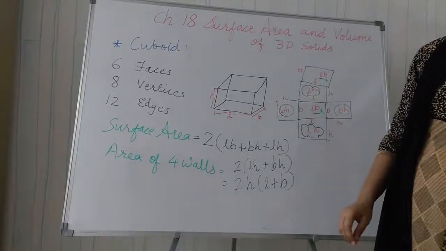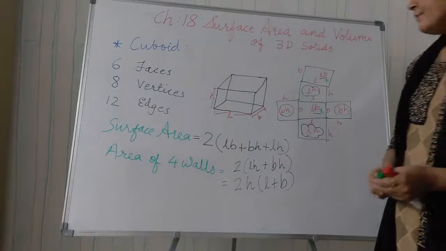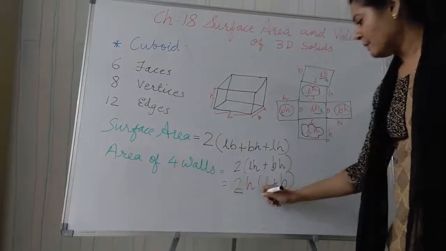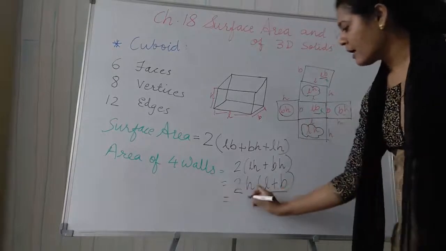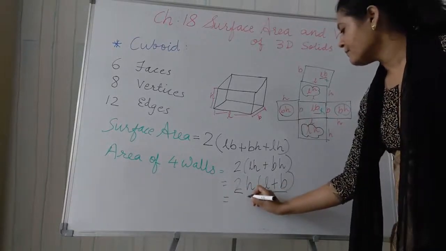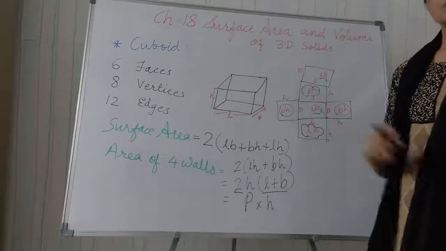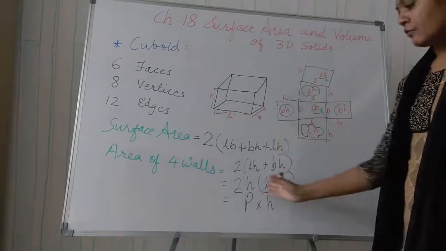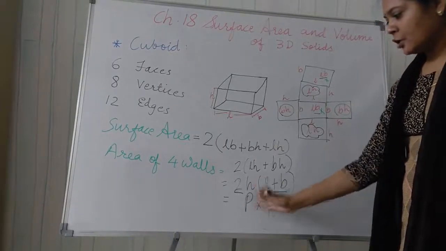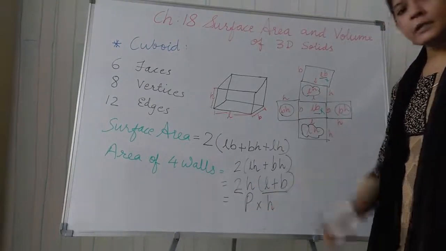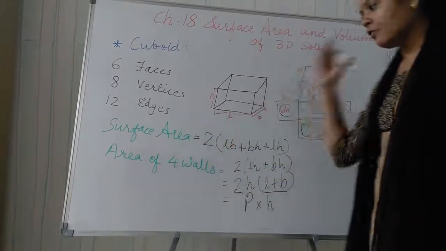Now some of the students can also remember this formula as 2L plus B, that is the perimeter of rectangle. So you can write this as perimeter multiply height. So sometimes in the question when you are given perimeter only of rectangle shape, then you multiply perimeter multiply the height, then directly you can find area of 4 walls.